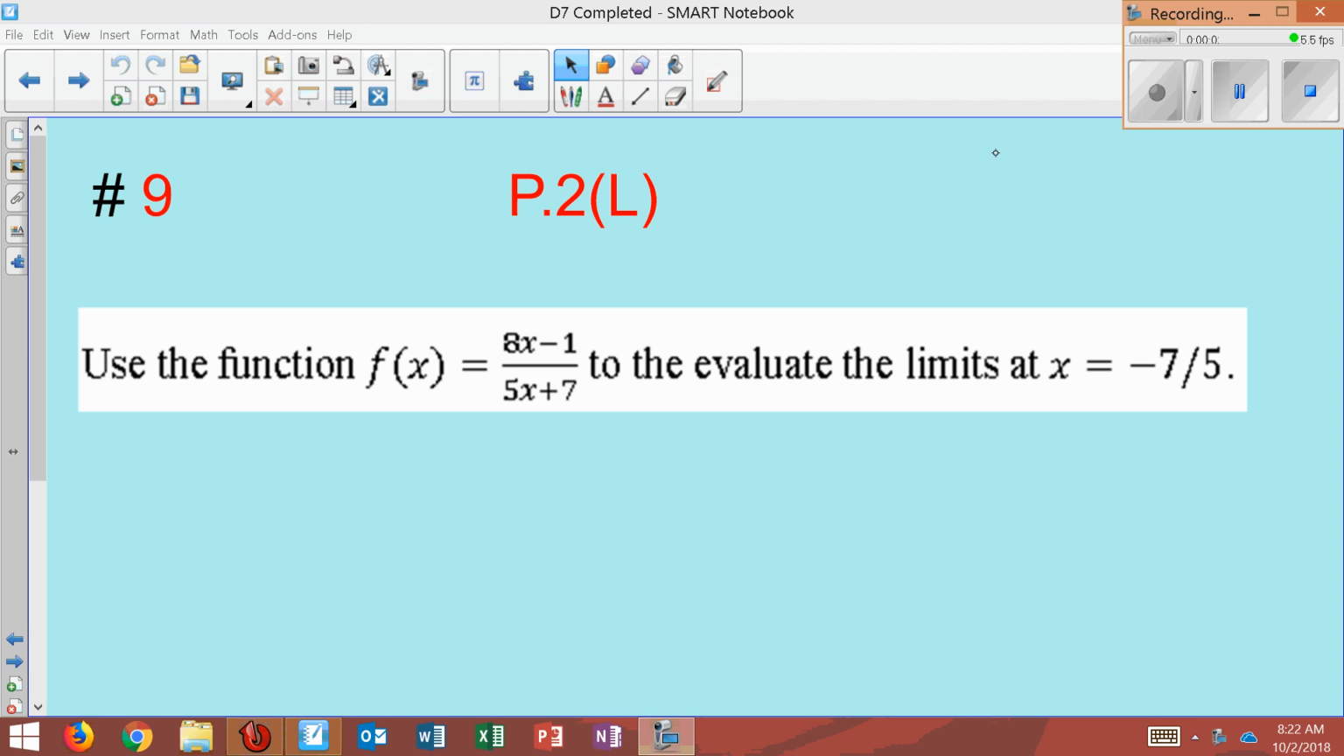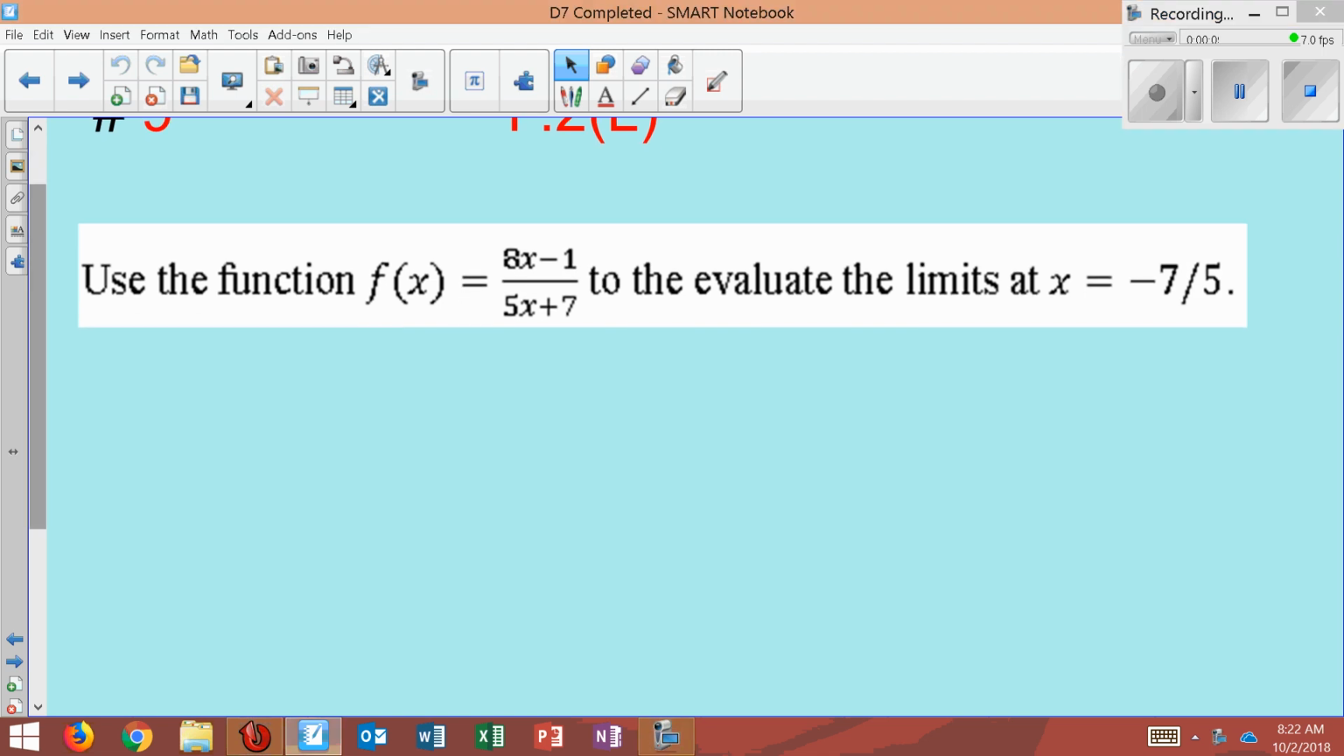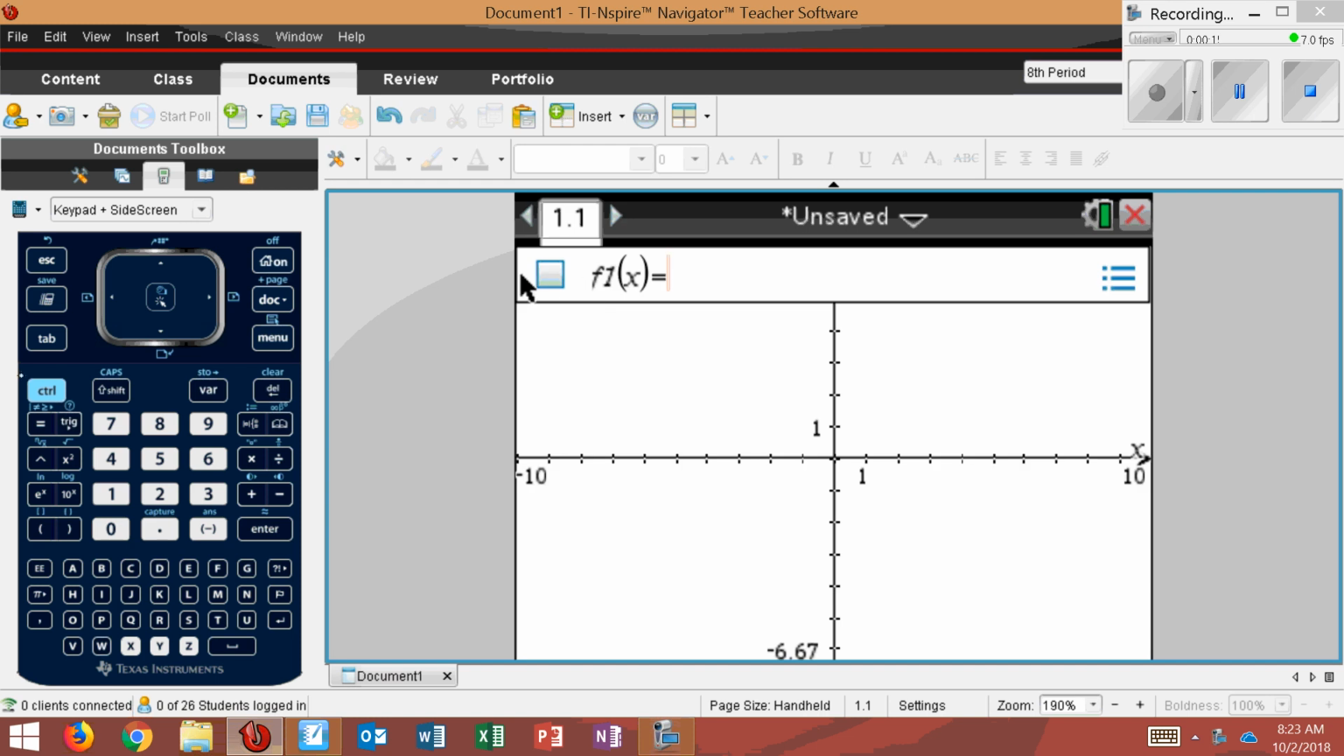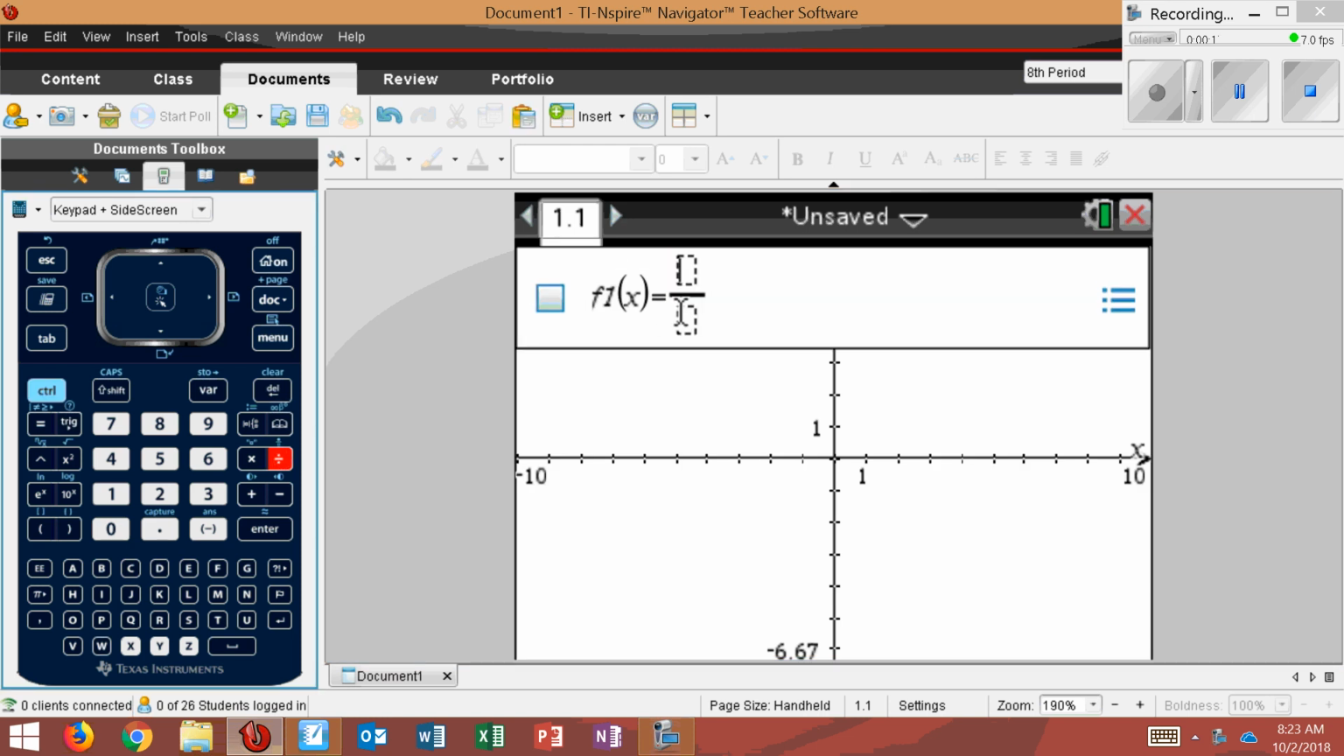Number 9, use the function of f of x to evaluate the limits at x equals negative 7 over 5. What I'm going to do here to evaluate my limits is look at this graph. If I go to add the graph, I'm going to add it as a fraction. So hit Control Divide. Here's my fraction line.